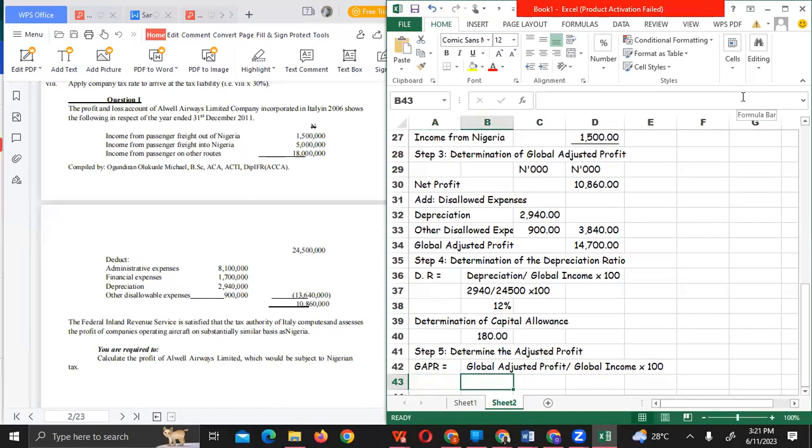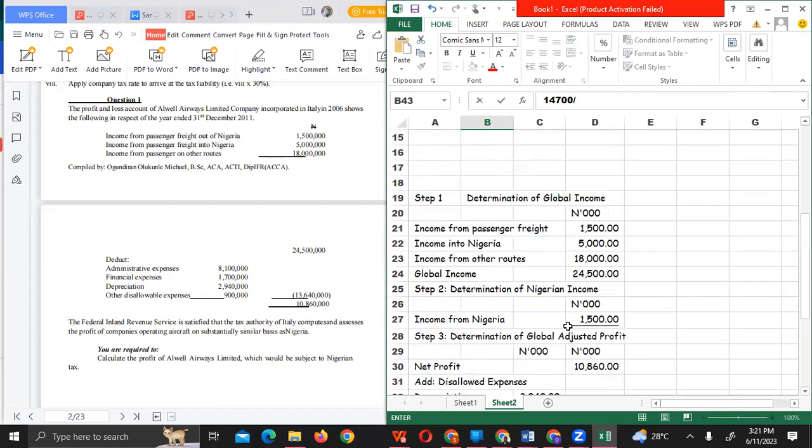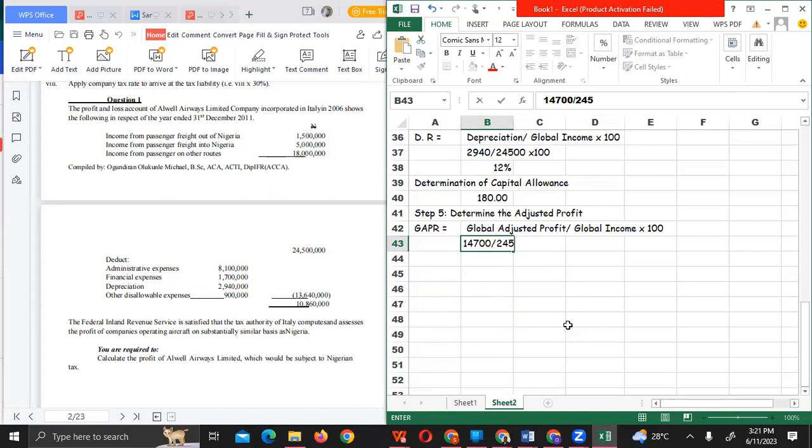And for the global adjusted profit, what is the adjusted profit in this case? The adjusted profit is 14,700, divided by global income, which is 24,500, times 100. Right, so we have 14,700 over 24,500. That is the global adjusted profit ratio.